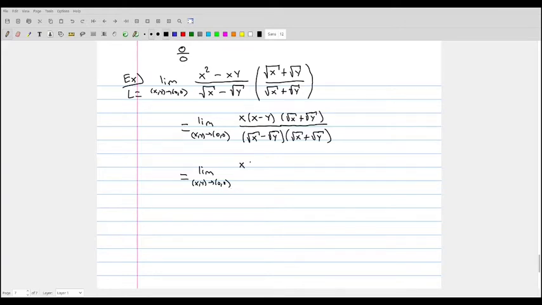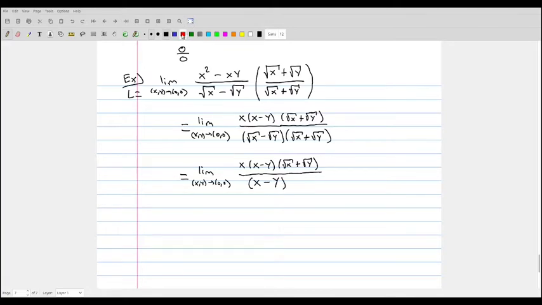You have x times x minus y still, over the square root of x plus the square root of y. When we FOIL this out, do the multiplication out in the denominator, this is going to become this times this, which is just x. And the middle terms cancel. And when you do the last multiplication here, you have negative square root of y times square root of y, which gives you negative y right here.